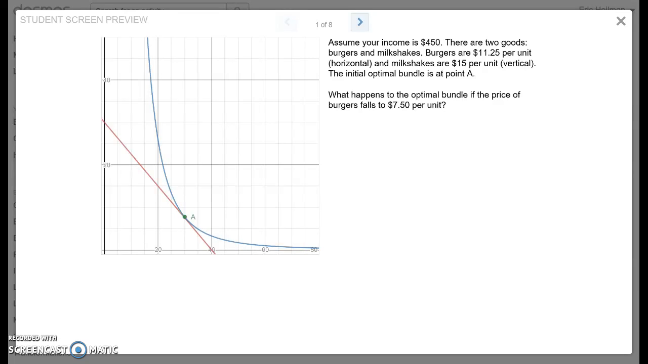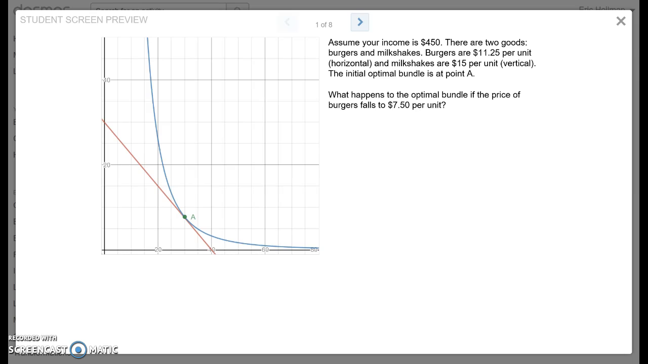Hello, everybody. In the last presentation, we talked about what happens to the optimal bundle when your income changes. And today we're going to talk about what happens to the optimal bundle when the price of one of the goods on the graph changes. In this scenario, we start with an income of $450. There are only two goods we can buy, burgers and milkshakes. Burgers are $11.25 per unit on the horizontal axis, and milkshakes are $15 per unit on the vertical axis.